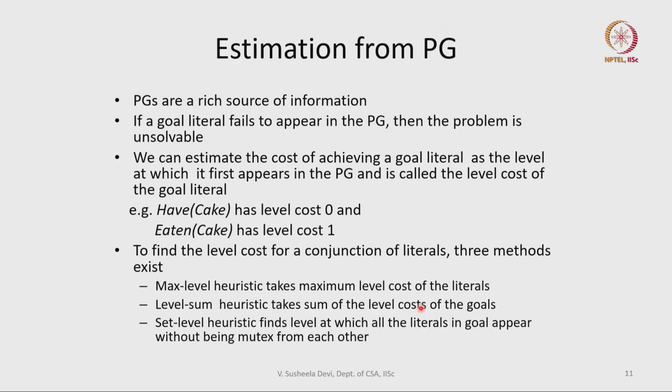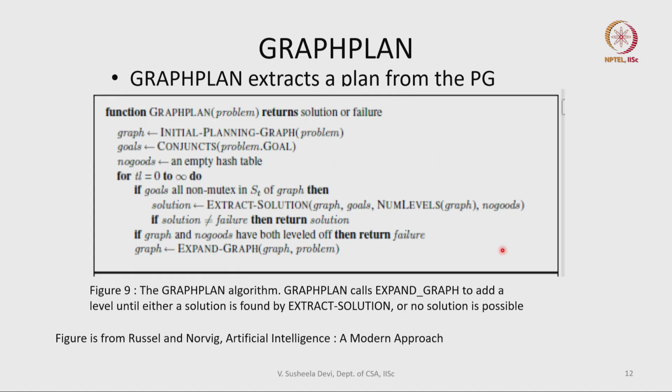And the third one is the set level heuristic. So what does it do? It finds the level at which all the literals appear without being mutex with each other. So it just checks when all the literals appear. That's fine because once a literal appears, with the persistence links it continues to be there at every level after that. So this is what is known as the set level heuristic. So we can find the cost of such a plan by looking at the planning graph.